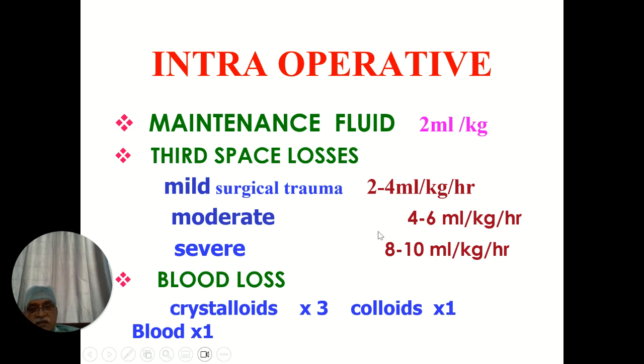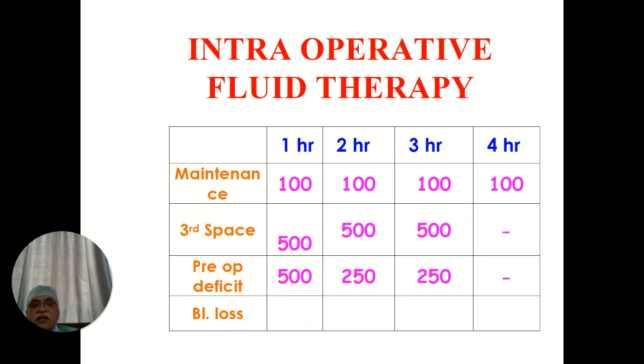For a 50 kg person coming for this one, maintenance fluid is 500 ml the first hour, preoperative deficit 500 ml, third space losses 500 ml, 10 ml per kg we have calculated. Second hour, 250 ml is the preoperative deficit, remaining things are the same. Third hour also same as second hour. Fourth hour onwards, surgery is over, only maintenance fluid. Postoperatively we have to do 2 ml per kg per hour.